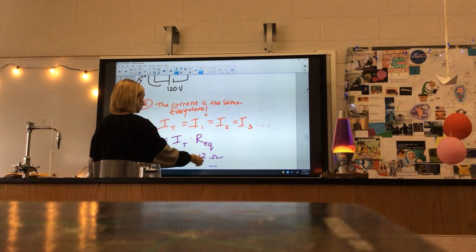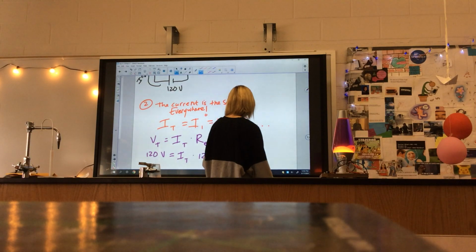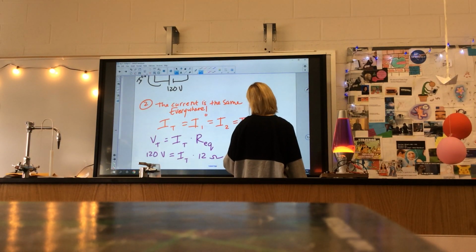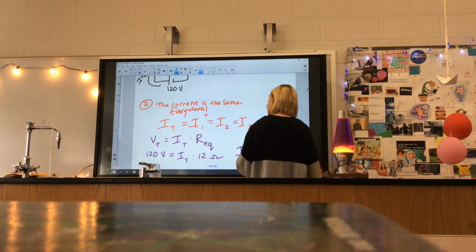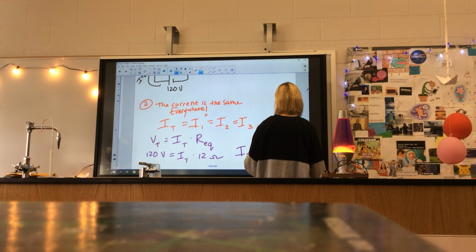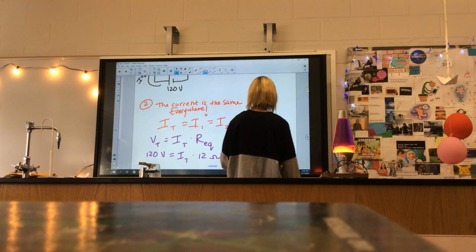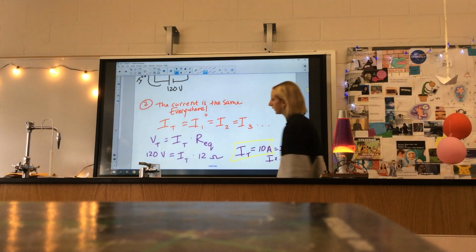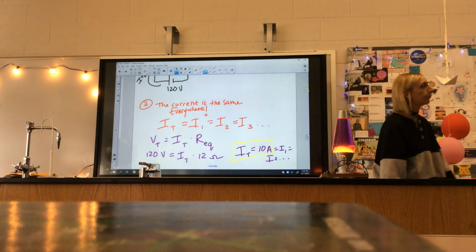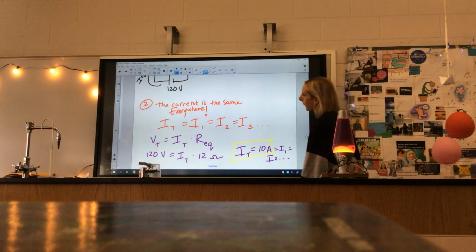So I'm going to divide out 12 ohms, and I can see that my total current and the current everywhere in the circuit is going to be 10 amperes, which is going to be equal to I1, which is equal to I2, and so on. It will be the same everywhere. Okay.